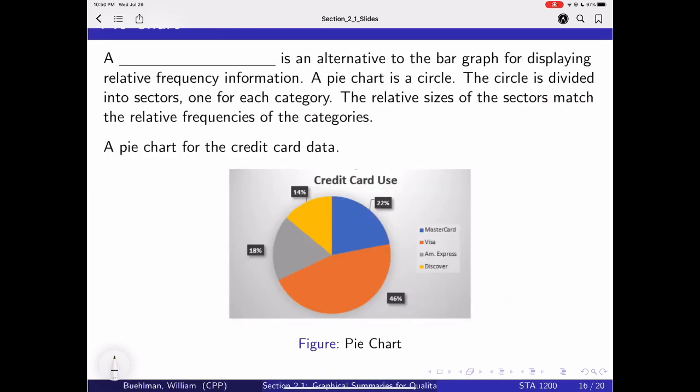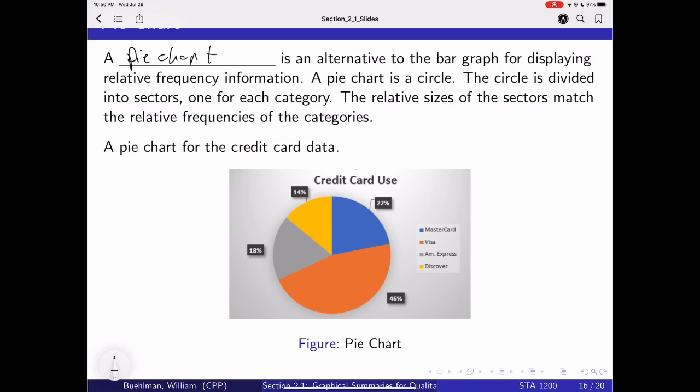Another way we like to show data is called a pie chart. So a pie chart is an alternative to a bar graph for displaying relative frequency information. A pie chart is a circle, like a pie, that is divided into sectors for each category, and the relative size of each sector matches the relative frequency.